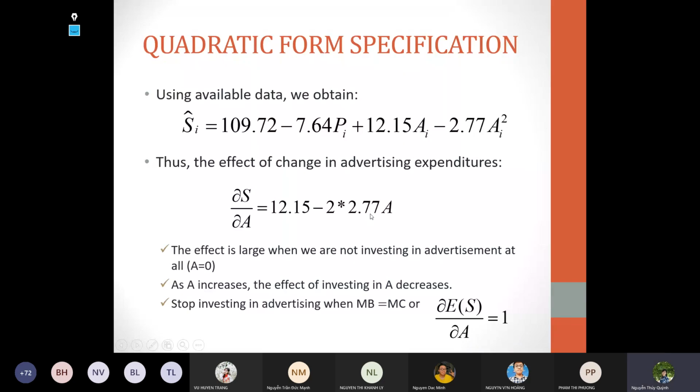So here is the marginal benefit. This one is the marginal benefit of increasing one additional unit of advertising expenditures. And this one is the marginal cost of increasing one unit of advertising expenditures. So we will get the optimum level of advertising when the marginal benefit equals the marginal cost, which is this one, equal to 1.